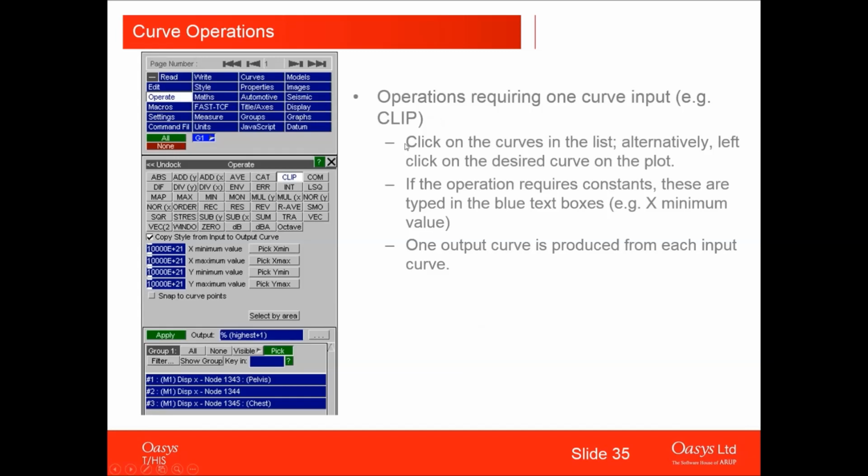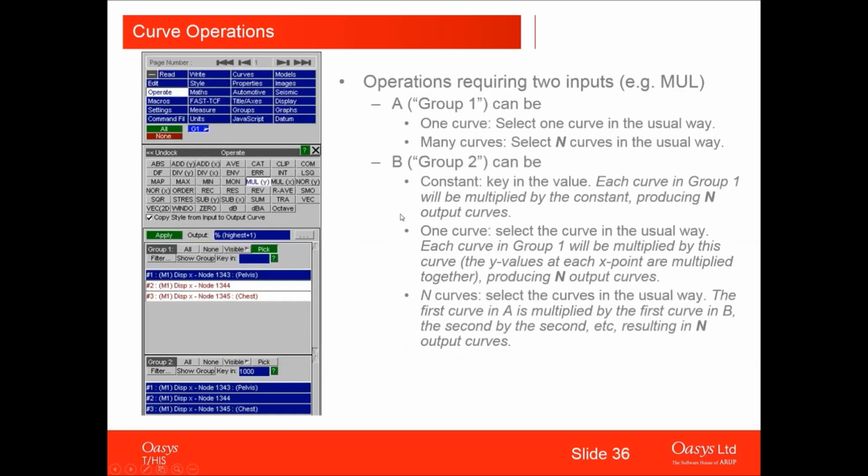Okay, so just while we're talking about curve operations, certain operations can be applied on individual curves. For example, we're clipping a curve, and that means you're truncating it. So we can either click on the curve on the screen, or we can click in the menu down here, and we can select multiple curves to clip at the same time. If we do select multiple curves, then one output curve is produced for every single input curve.